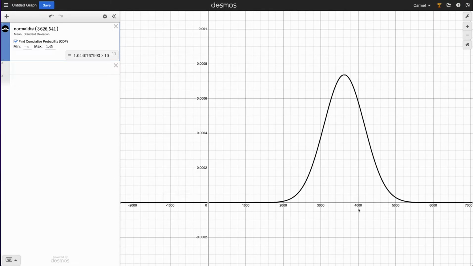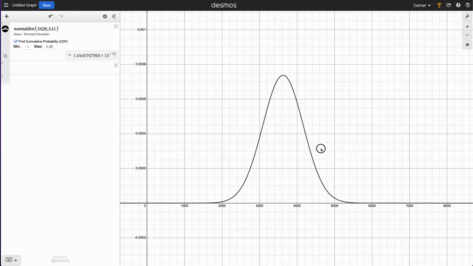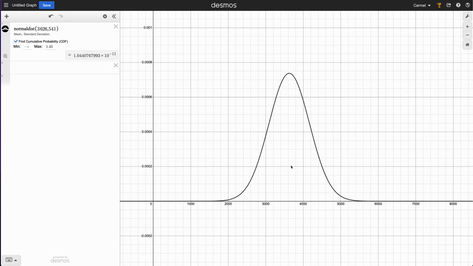And now all of a sudden we see that the mean of this normal curve is at 3626, right? And the standard deviation is 541, so about 500 times 3, which is about 1,500 or more, should be right there, and the same thing on this side. So this is a normal curve, it's just not the standard normal curve.